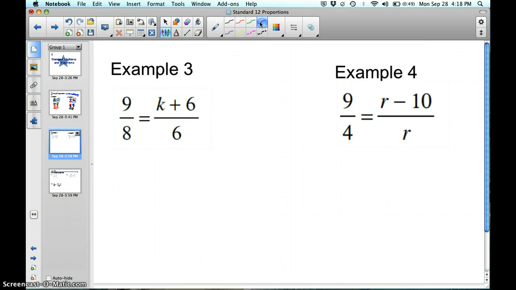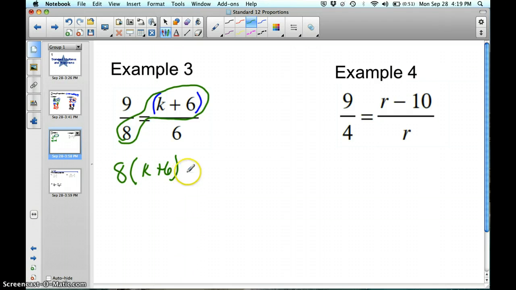Let's look at a little more difficult problems. I'm going to do the same things with these types of problems. However, when we have an expression like k plus 6 instead of just k, I'm going to start by putting parentheses around my expression. So then when I multiply, I'm going to do 8 times all of this, k plus 6. So I'm going to write this as 8 and then in parentheses k plus 6, because I have to multiply the 8 to all of this. And then equals, now I'm going to cross multiply my 9 times 6, which is going to give me 54.